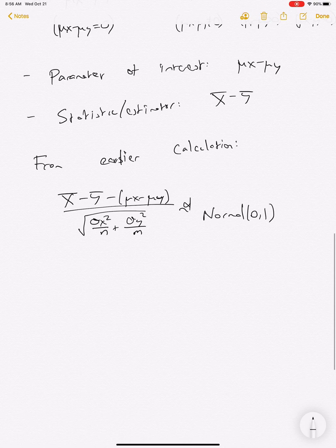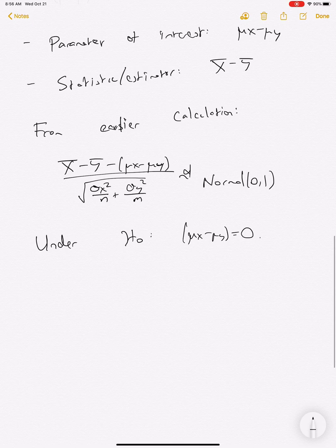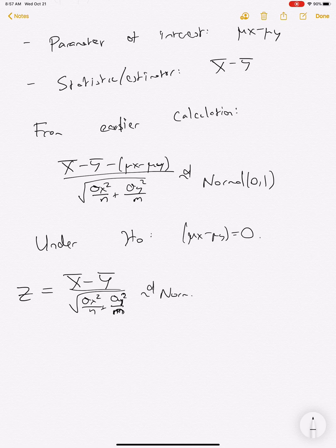Okay, so we also know then that under H naught, which is that mu x minus mu y equals 0, then we have, I'm going to use this notation z, which equals x bar minus y bar, standardized. This thing's normal 0, 1.